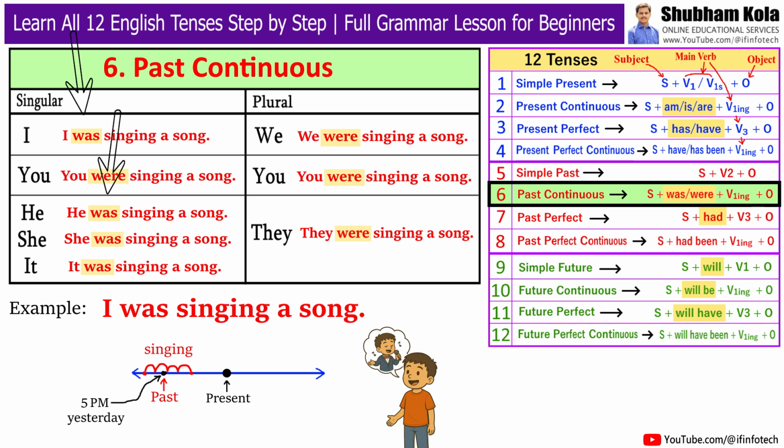Use was with I, he, she, it. Use were with we, you, they. So the sentence will be I was singing a song, they were singing a song.